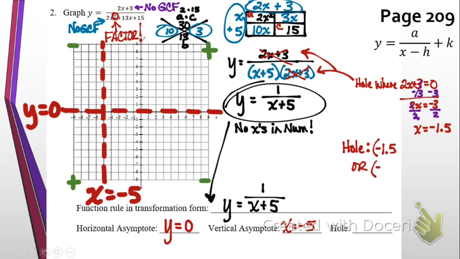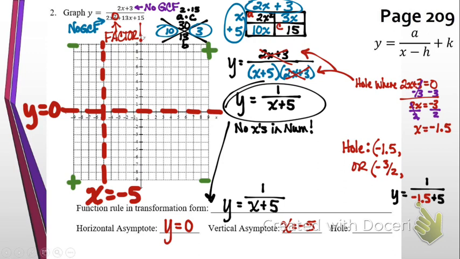Or if you really wanted to leave it as a fraction, you could. But remember, we're going to have to go and graph this. So I think decimal form might be the most helpful here. How do I find the y part? Substitute. We had y equals 1 over x plus 5, and x is negative 1.5 plus 5.